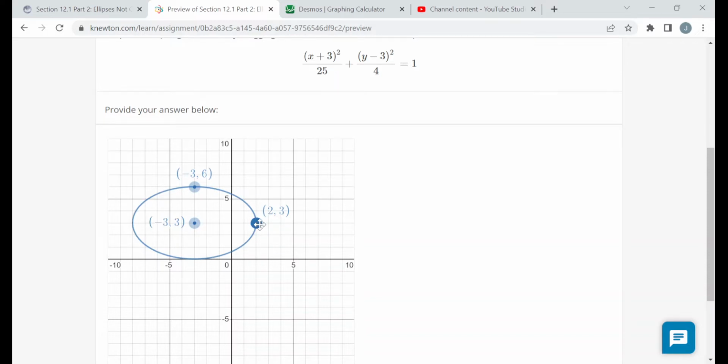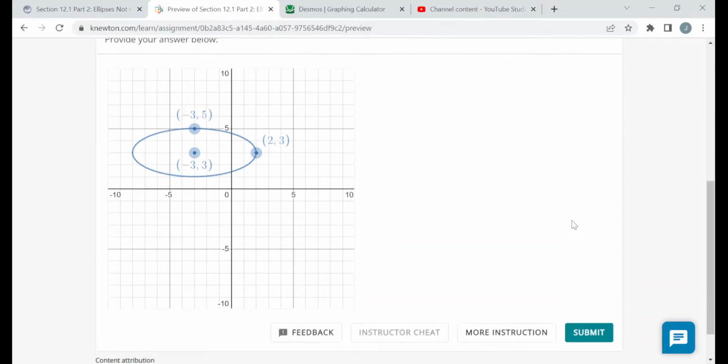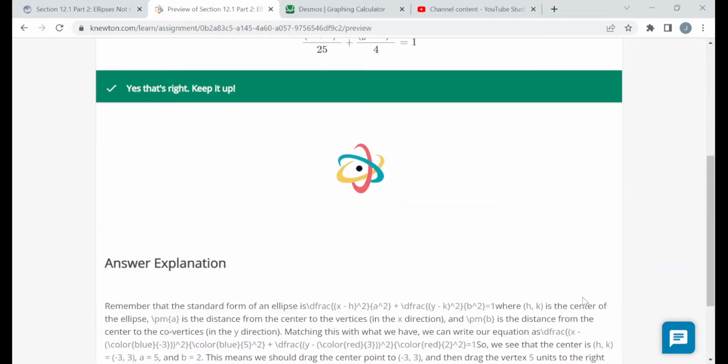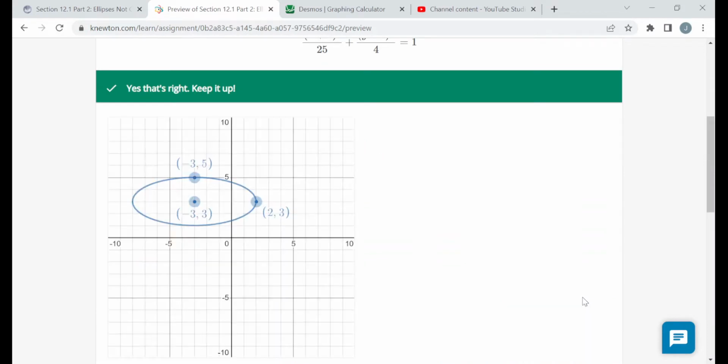There's a vertex, and again, you can plug in 2 for x and 3 for y just to make sure that it makes the equation true. And then under the y term, you got 4, which is 2 squared. So I need to go up 2 and down 2 for the co-vertices. If I go up 2, that'd be -3, 5. That's a co-vertex. And again, check it out. Plug in -3 for x and 5 for y, and it should make this equation true. And there's a graph of the ellipse described by that equation. Alright, great.